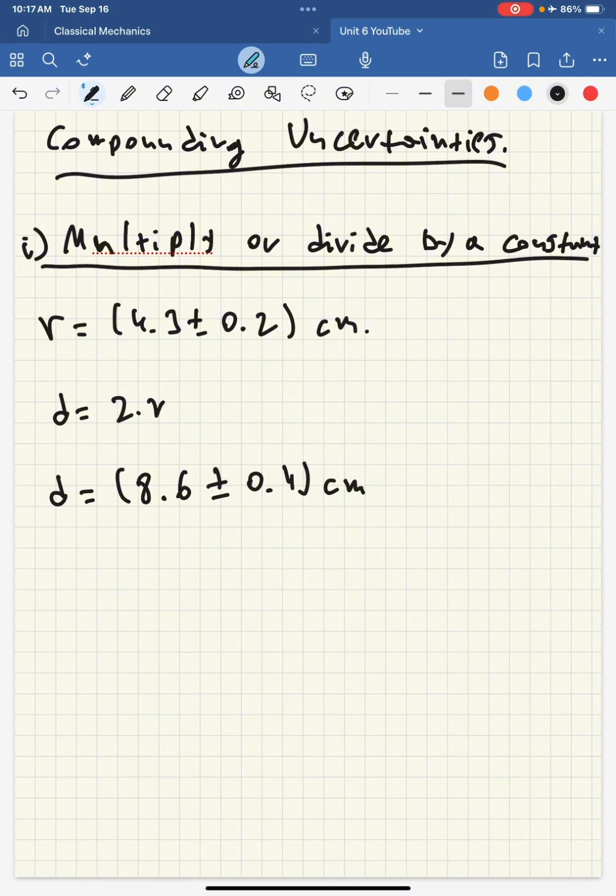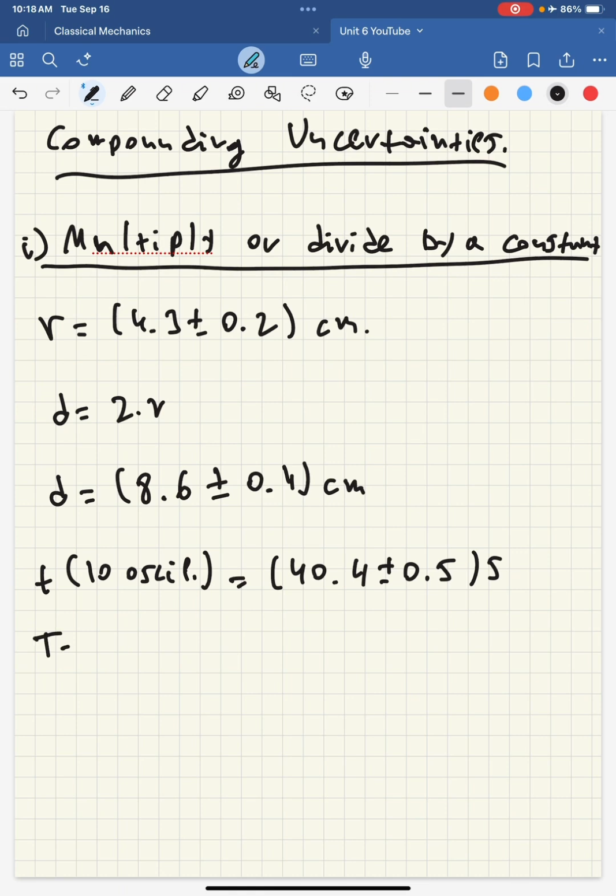Or another example, maybe someone tells you that the time for 10 oscillations is 40.4 plus or minus 0.5 seconds. Then what is the period? The period should be T over 10, so again you just divide by 10. You take this measurement and divide by 10, so the period will be 4.04 plus or minus 0.05 seconds.